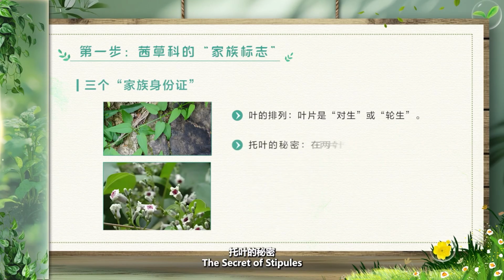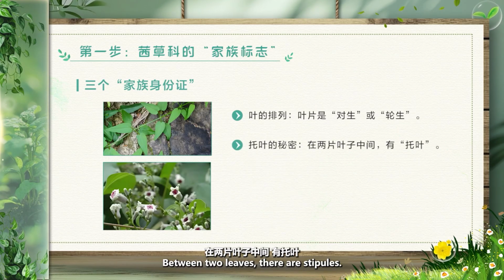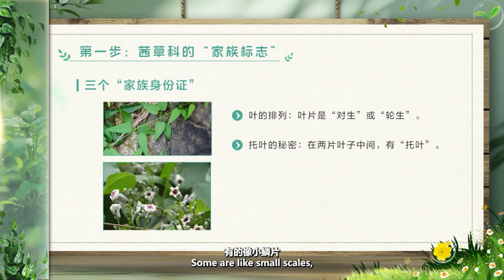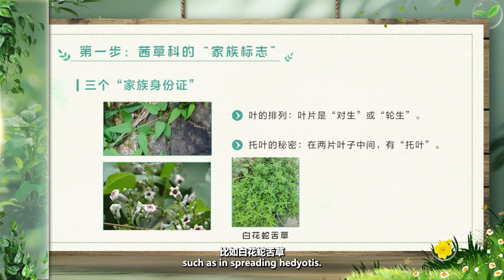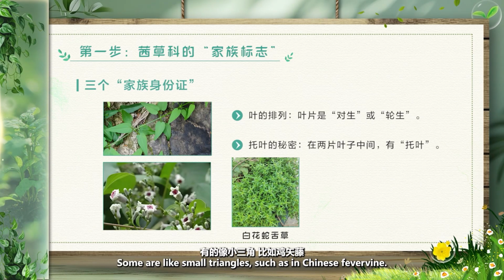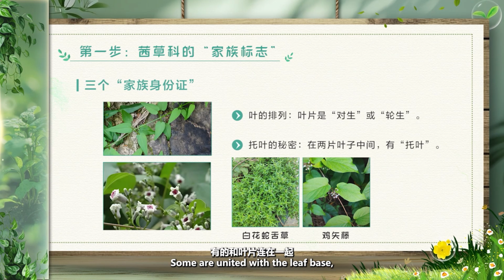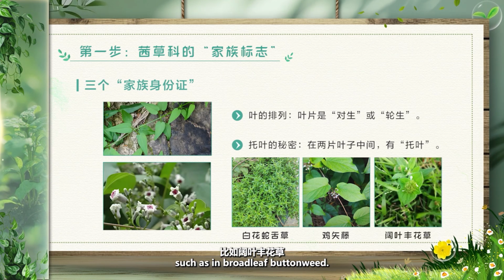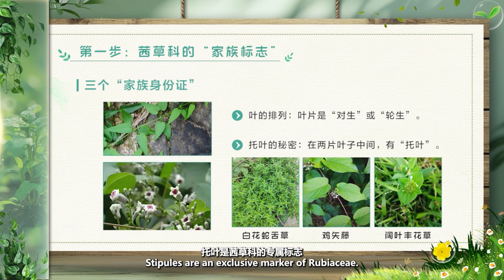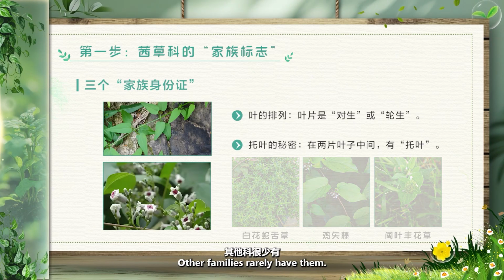The secret of stipules: between two leaves there are stipules. Some are like small scales, such as in spreading hediotis. Some are like small triangles, such as in Chinese fever vine. Some are united with a leaf base, such as in broadleaf buttonweed. Stipules are an exclusive marker of Rubiaceae. Other families rarely have them.